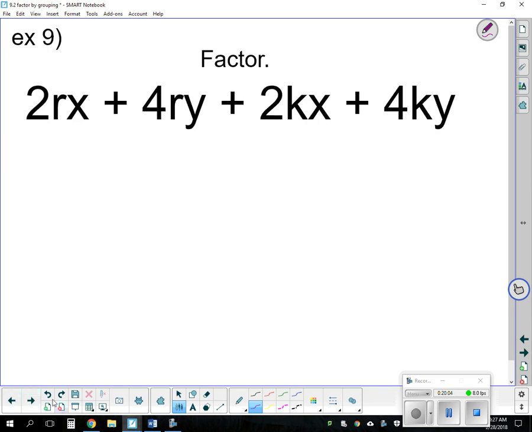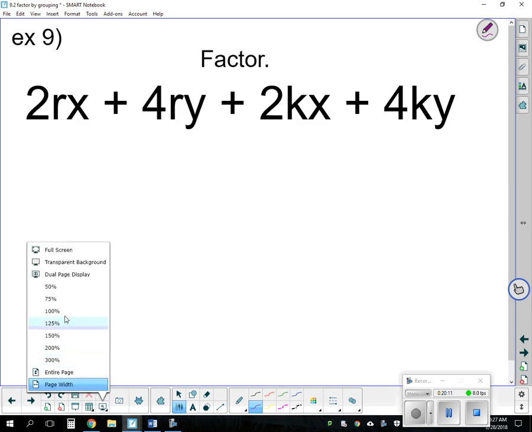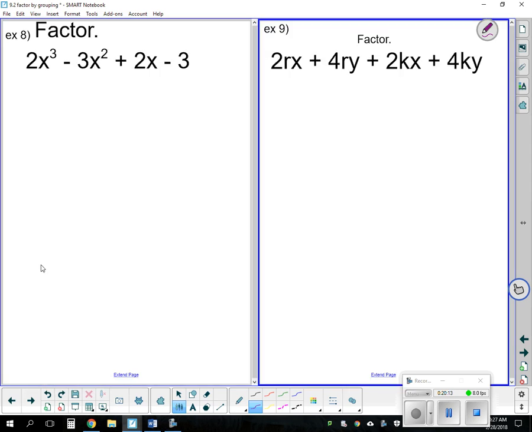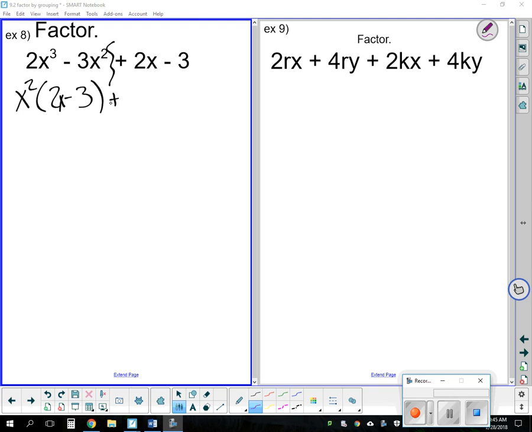All right, I've got two that I want you guys to try. So pause the video and try these two problems. Okay, you may have gotten stuck right here.